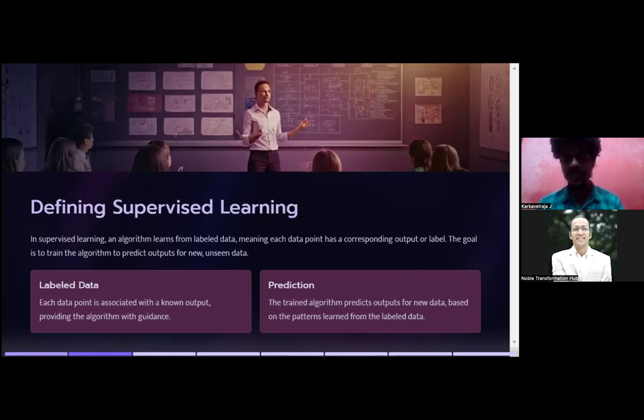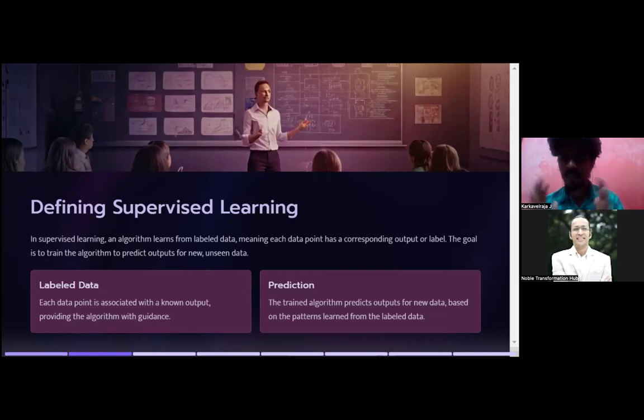Okay, I will say the same example which I have been saying for the past two sessions of supervised learning. That's the reason we are asking you guys to go through all the previous session videos so you can have a better understanding of what we are telling. Okay, so what is meant by supervised learning?